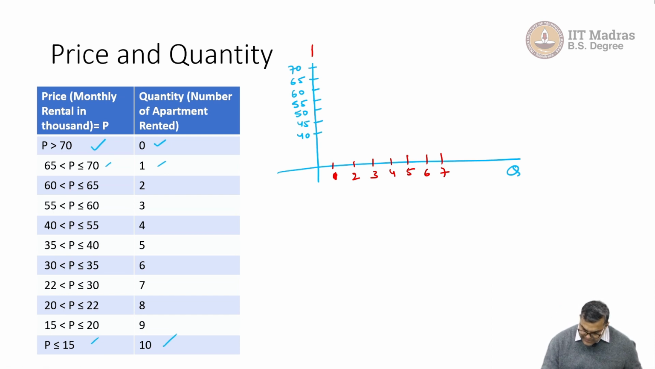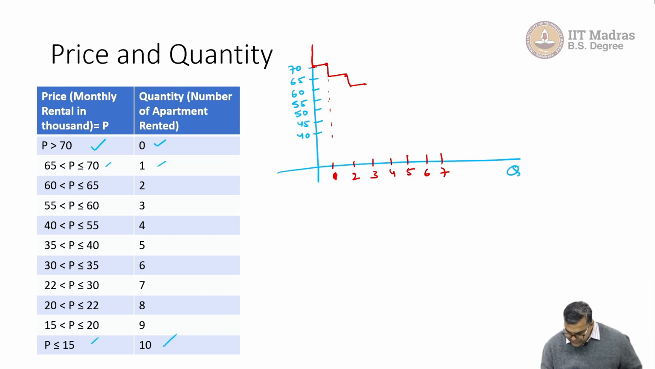If price is above 70, no one is going to buy anything. At 70, either 0 is possible or 1 is possible. At 65, 2 is possible. At 60, 3 is possible. In fact, at 70, 0 and 1 both are possible. So we can also do something like this, and we are going to get basically a step function like this.